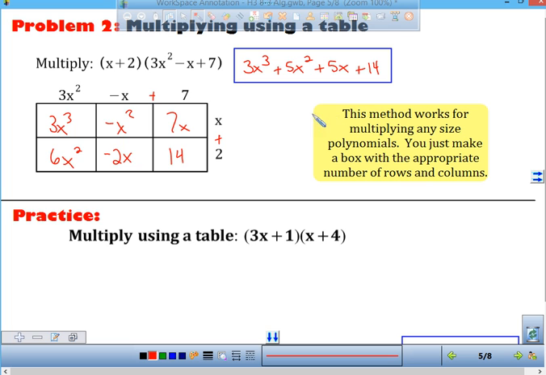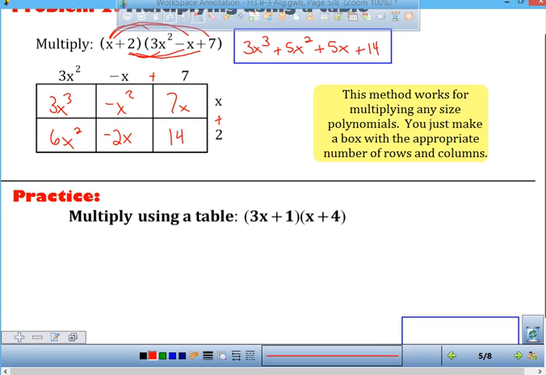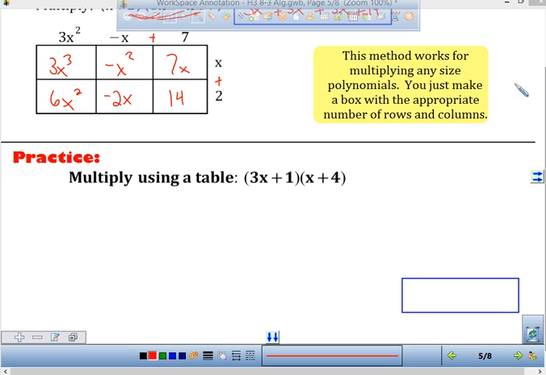So using the box method or a table method rather than double distributive is something that you can do as well. You could have done the double distributive here. I'm going to distribute the x. I'm going to distribute the 2. You would end up with the same answer. So it's just another method that works if you like to see it that way. So if you choose to do it that way, that's fine too.